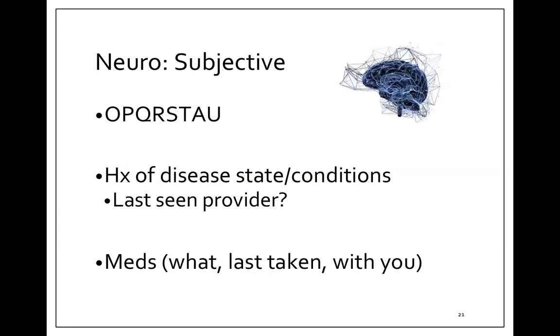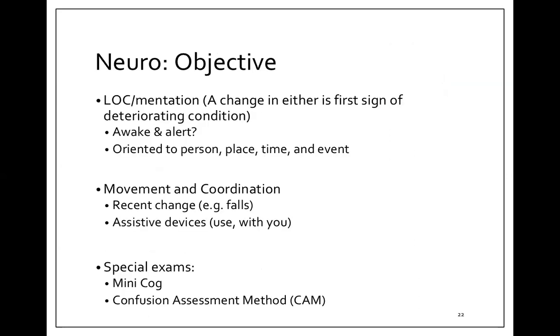Once again, utilizing our common approach, general to specific, we will inquire about history and meds and then move to the subjective, OPQRSTAU, which will, of course, guide us in focusing our objective exam, where we would employ our techniques of examination. Neuro is a huge system. For our purposes, we will mainly focus on level of consciousness or mentation, movement and coordination, and we will review a couple of special exams that might be helpful to you in a shelter.